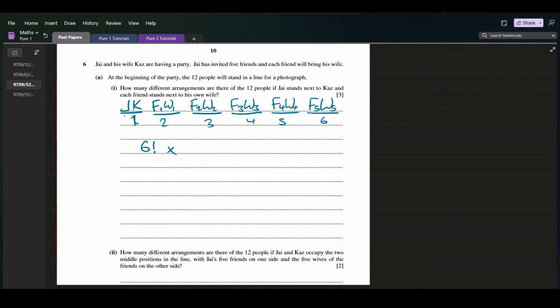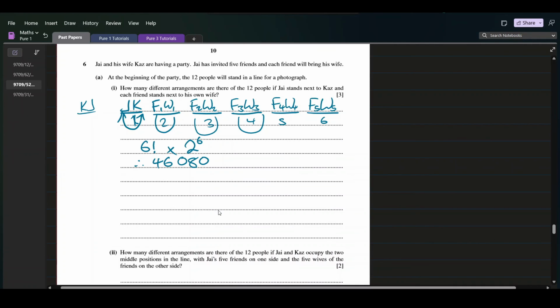Then notice that in each group we can swap the order of the wife and the husband. So for example, in the first group where we have J and Kaz, we can rewrite it as K and J. So that would be times 2. But we can also do the same thing for all other 5 groups. So that means in total we'd be multiplying by 2 6 times. So we can just write this as 2 to the power 6. And let's punch that into the calculator. That's 6 factorial times 2 to the power 6. That gives us 46,080, and that's our final answer.